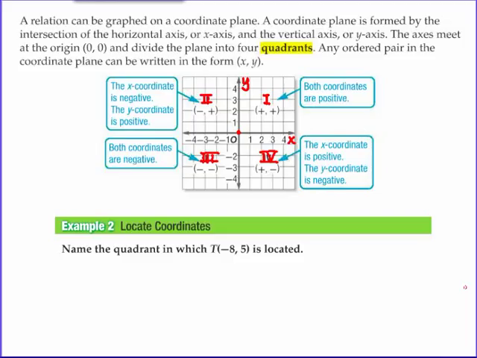In quadrant 3, what can you tell me about x and y? They're both what? Negative, good. And then in quadrant 4, what is positive? And what is negative? The y. Okay, so now we need to look at the following.